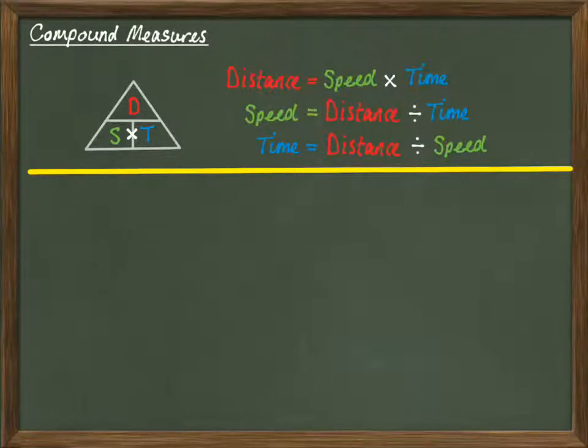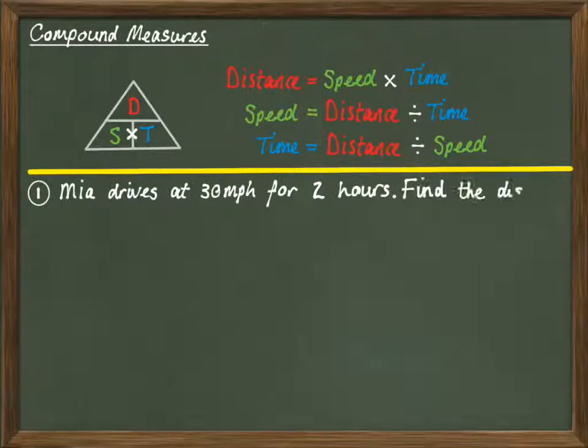We're going to look at some exam style questions. The first one's going to be nice and straightforward. Mia drives at 30 miles per hour for 2 hours. Find the distance travelled. Highlight the important things. So what are they asking for? They're asking for the distance. They've given me the speed, because it says miles per hour, I know that, and they give me the time because it says 2 hours.